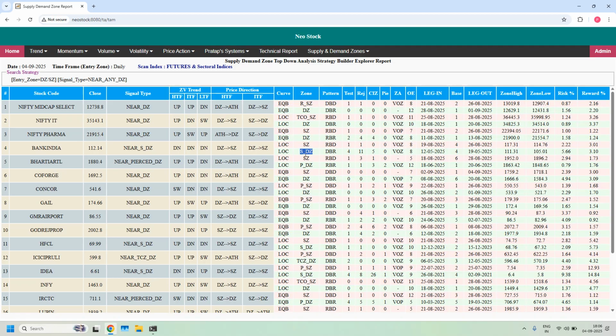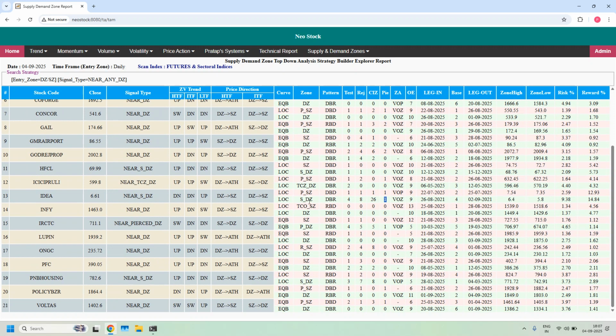Bank of India is having a daily high liquidity demand zone. HFCL is having a daily high liquidity demand zone. IDEA is not valid because it is a peers demand zone. PNB Housing is having a daily high liquidity demand zone. So in total, we identified 3 daily high liquidity demand zones from this list.